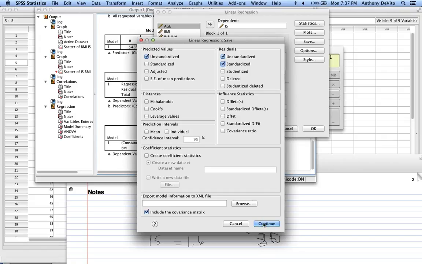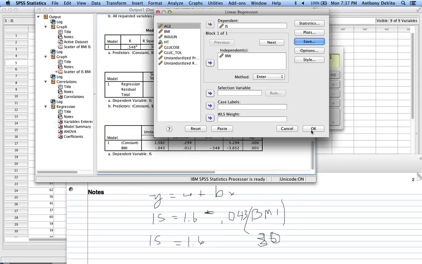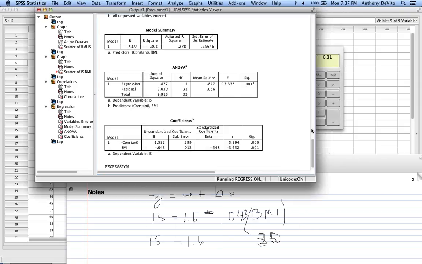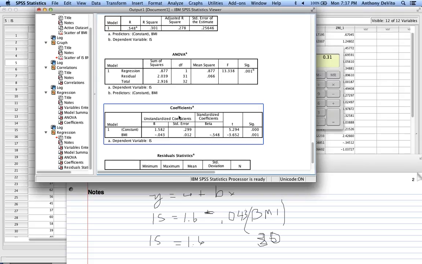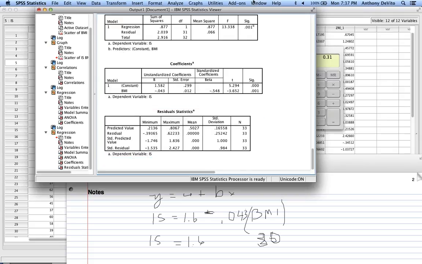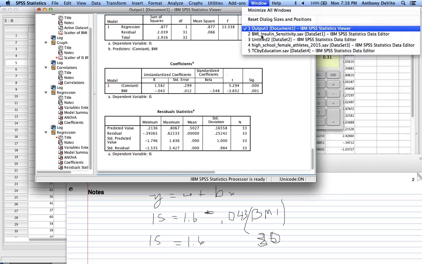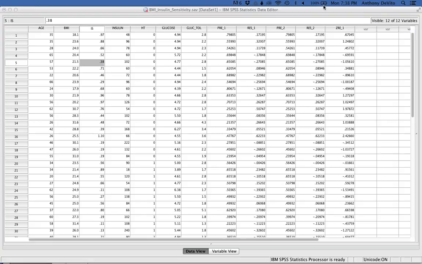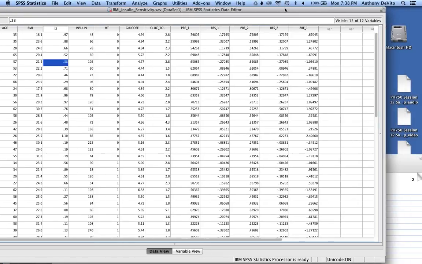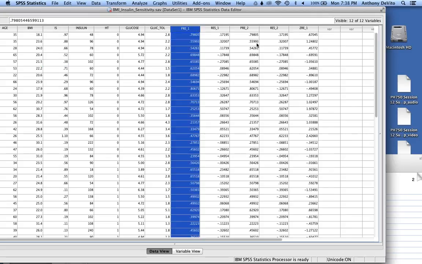So I'm going to click continue, and we're going to see what the effect of clicking those three buttons is. I'm going to click OK. Okay, all right. I don't see any change here except that I get some statistics about residuals and stuff like that. But I'm going to go back to our data view. And our data view now has more columns than it had before. For instance, it has a column that says predicted.